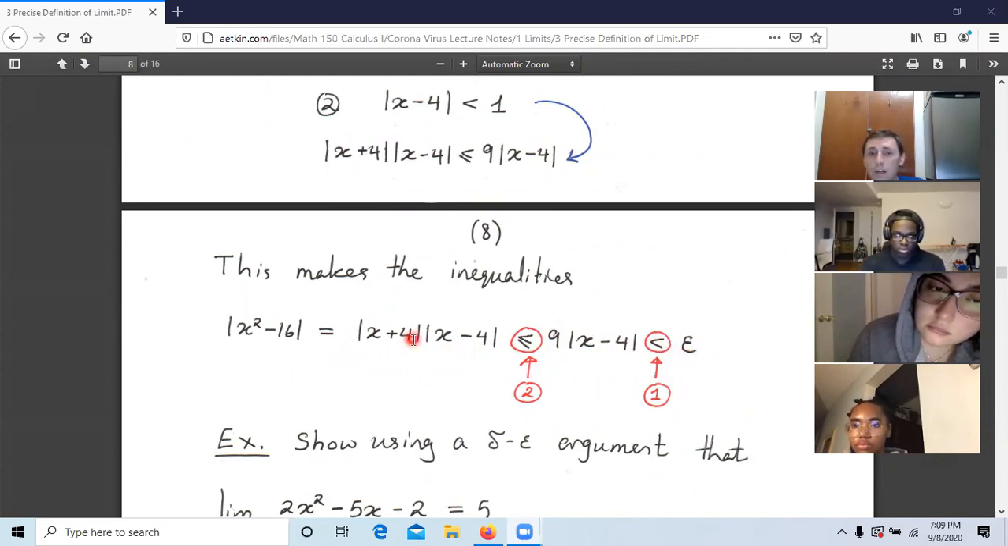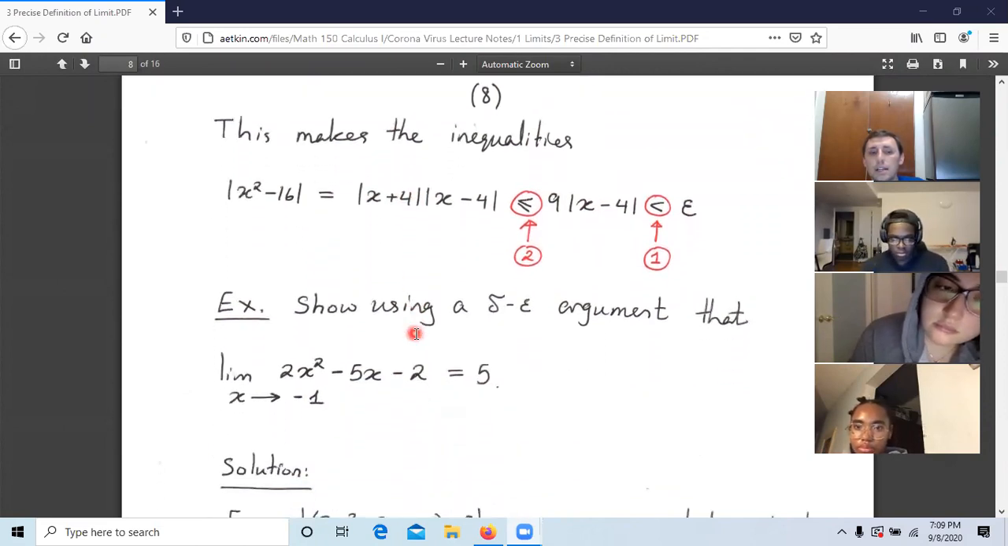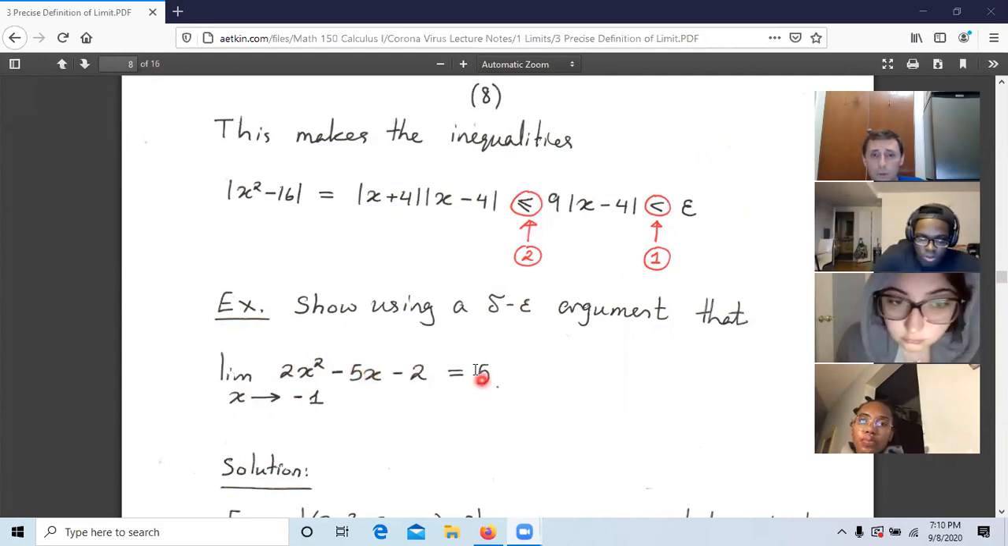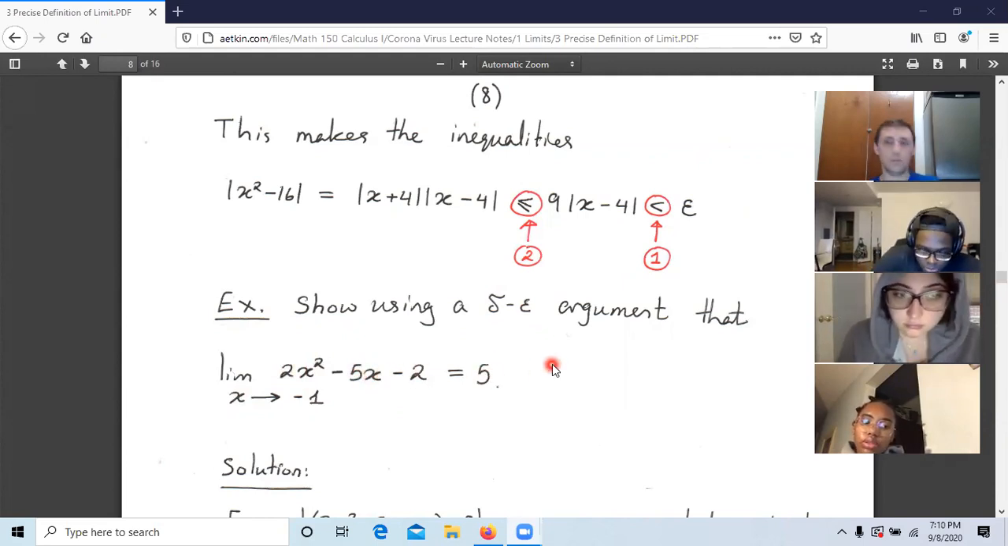Good. Let's see if you understood it. Here is the next problem. Can you see it, guys? Using delta epsilon, and we see I'm giving you more complicated functions. Try showing that as x goes to -1, 2x squared minus 5x minus 2 goes to 5. Try to do it, please.